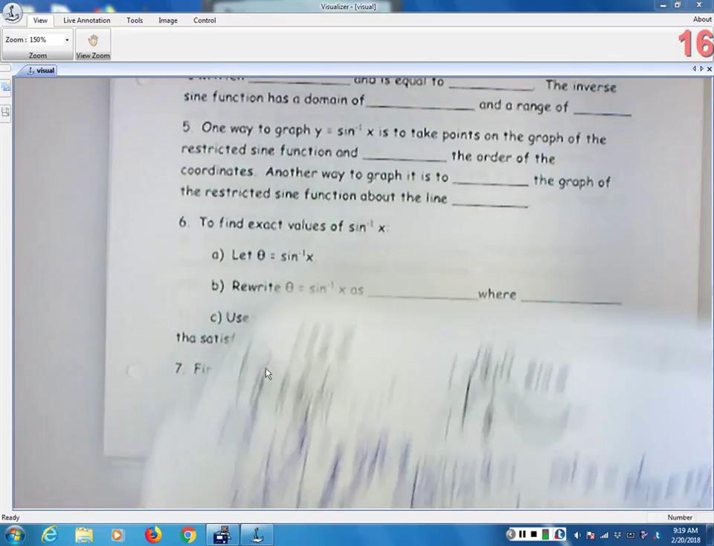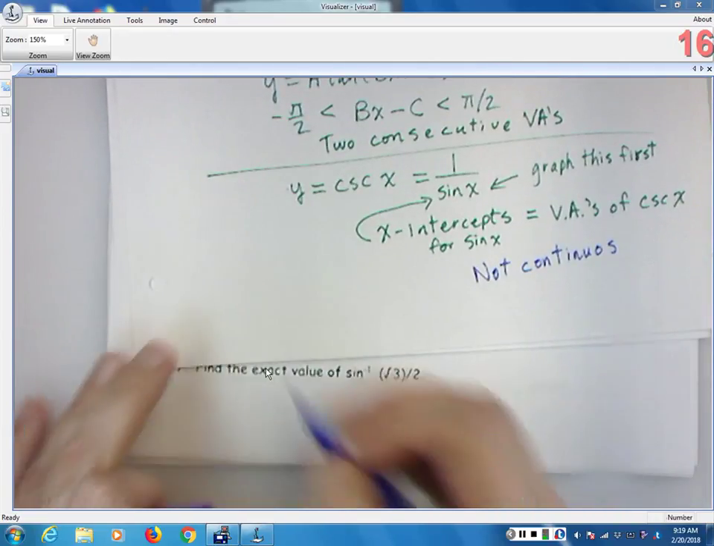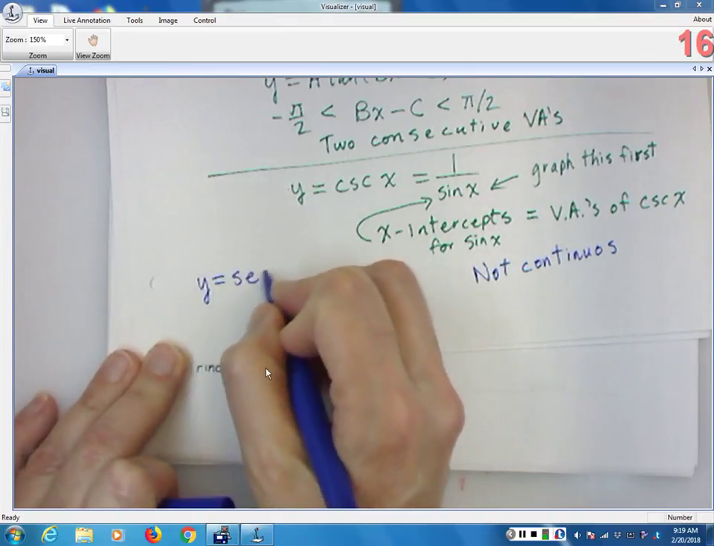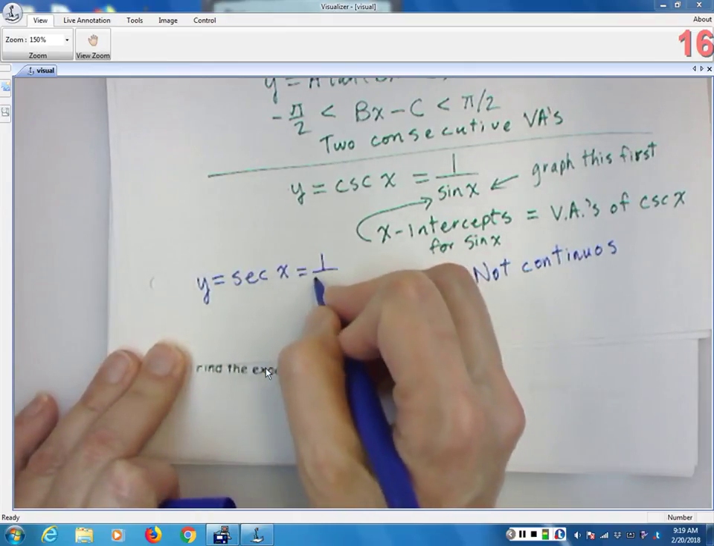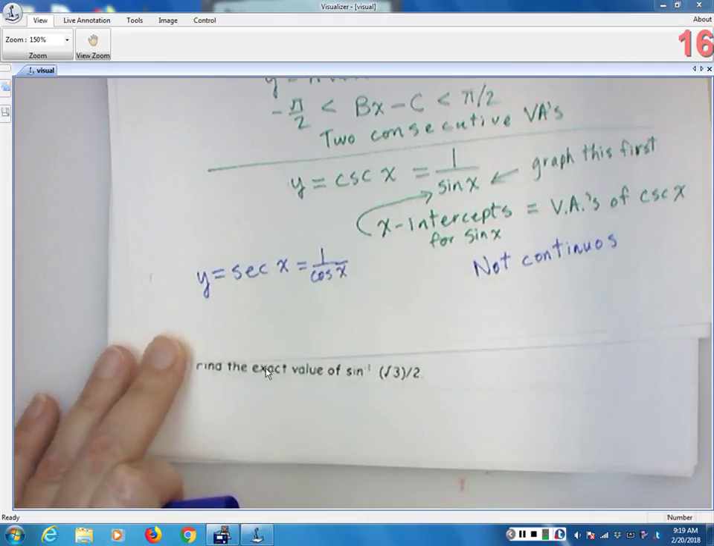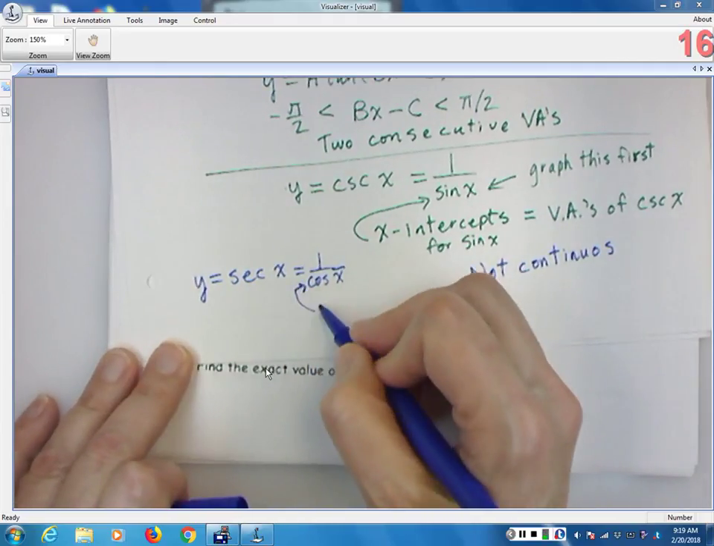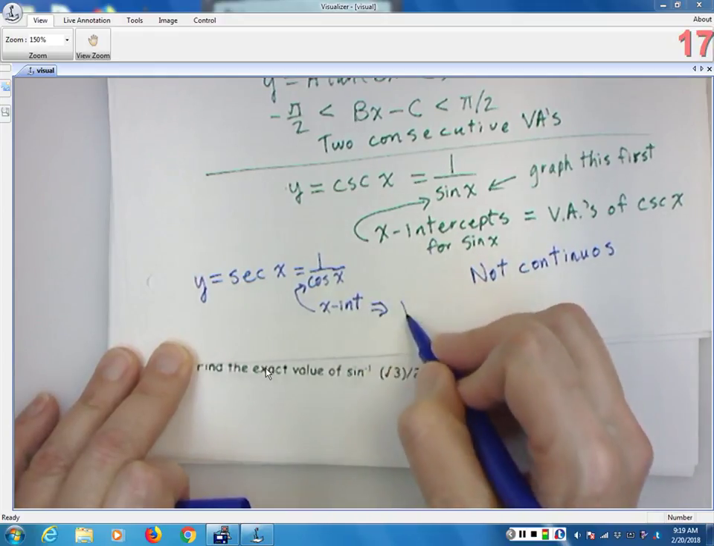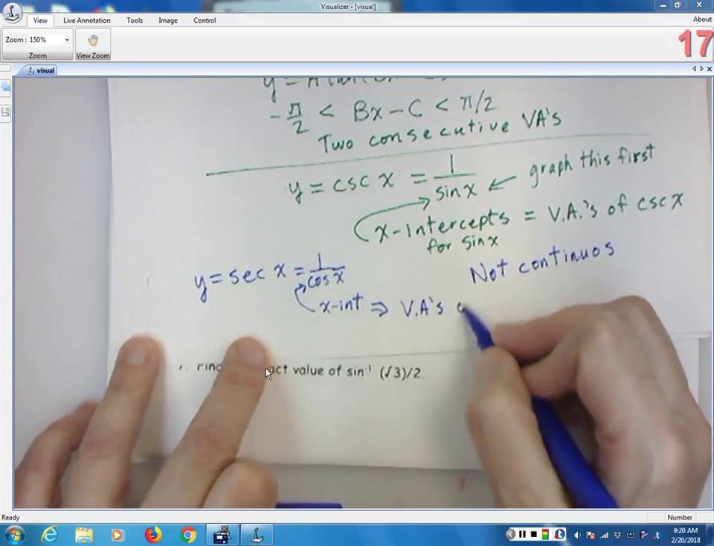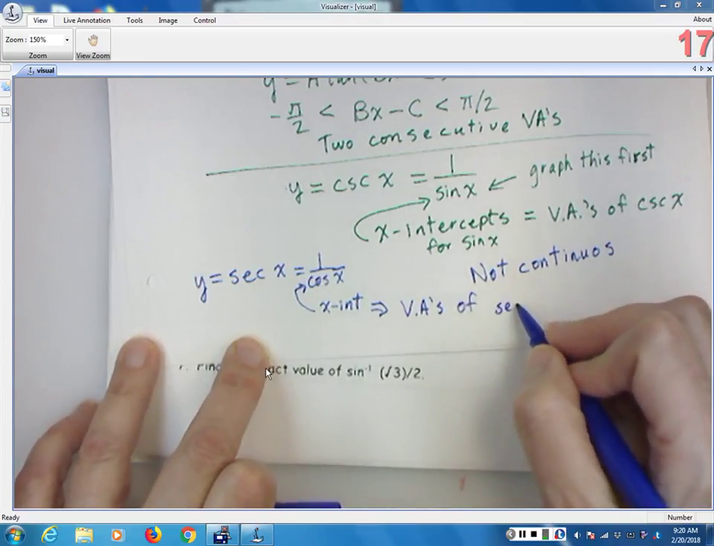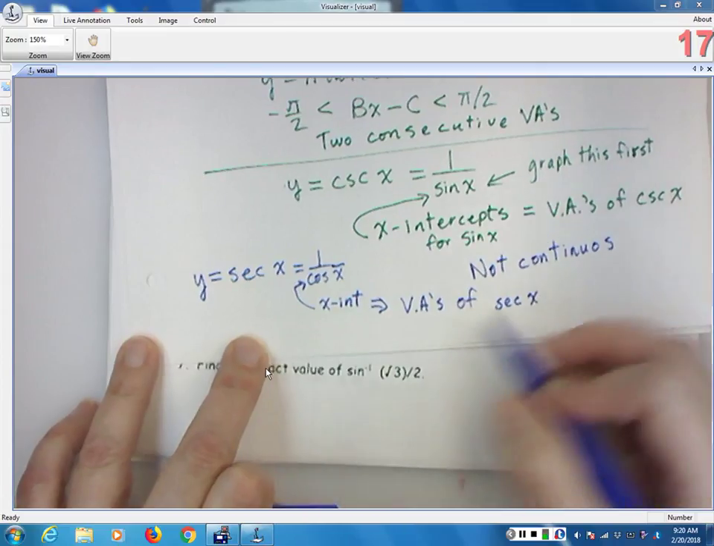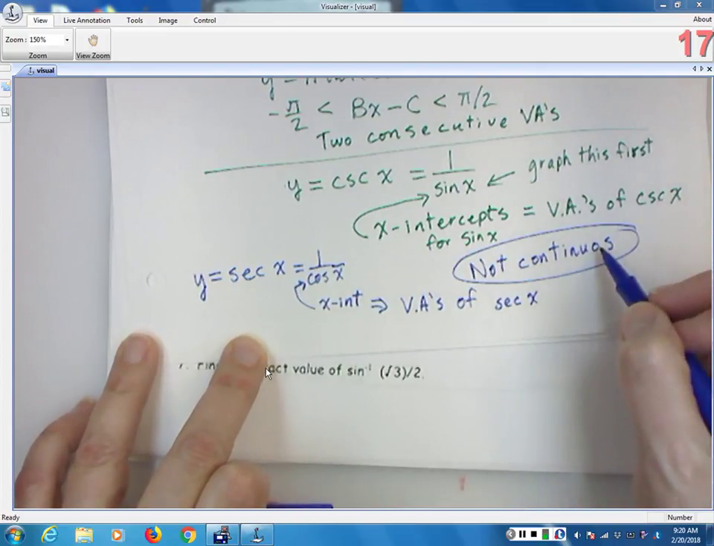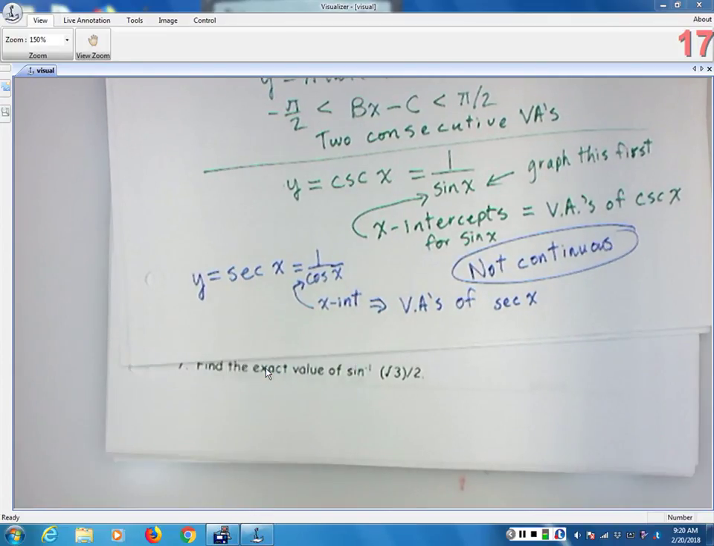Okay, and the same thing with secant. How would you do secant? Y equals secant x is 1 over cosine x, which you should have memorized. And so the x-intercept of cosine will be the VAs of secant x. So it's, again, not continuous. Okay. Not continuous. Okay? That's pretty much what you need to know.